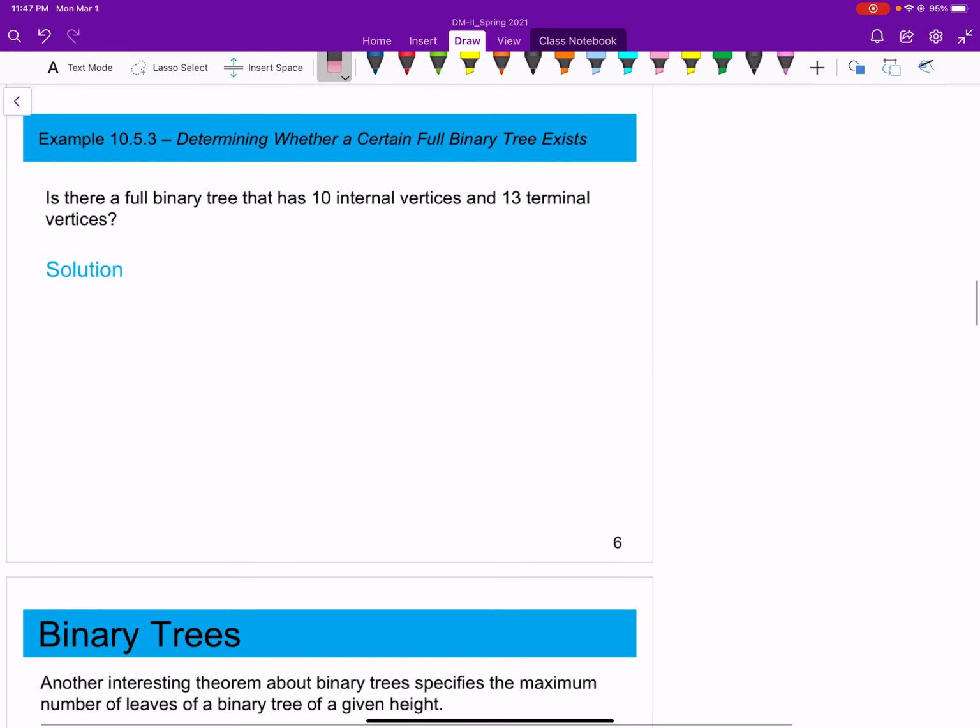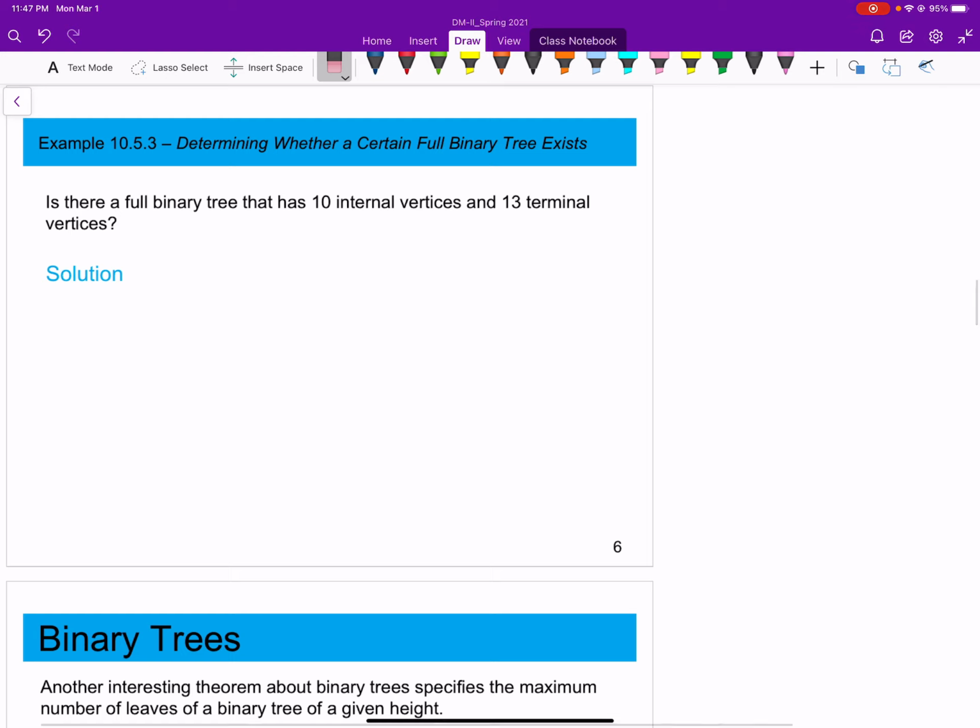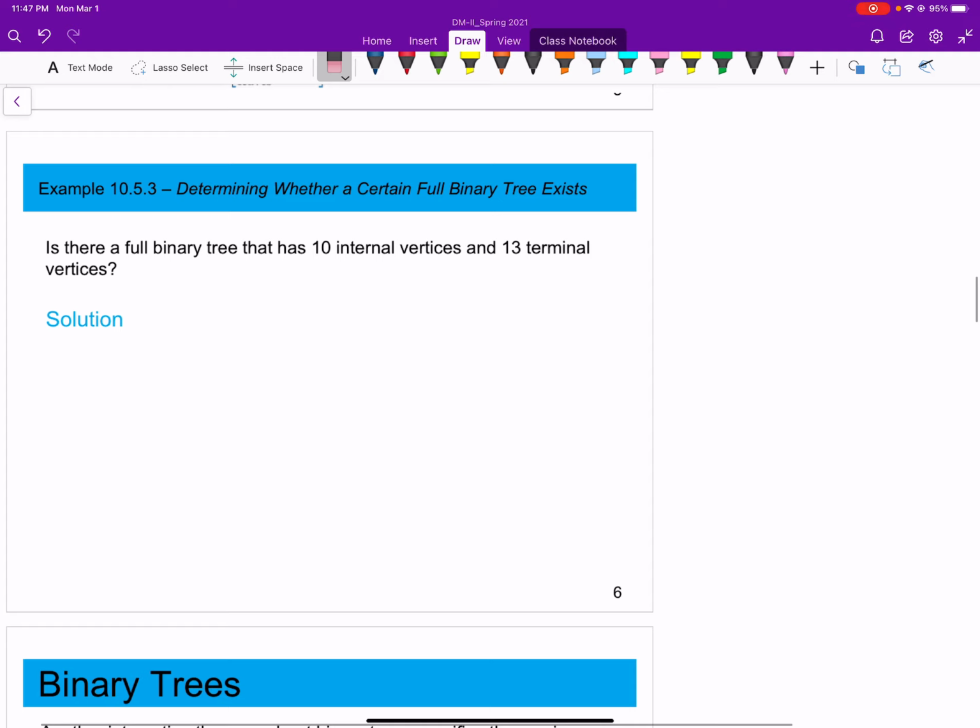Let me go to the next slide. Is there a full binary tree that has 10 internal vertices and 13 terminal vertices? Terminal vertices are leaves. Okay, terminal vertices means leaves.